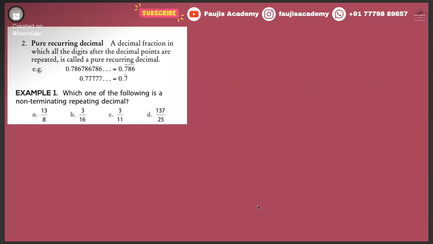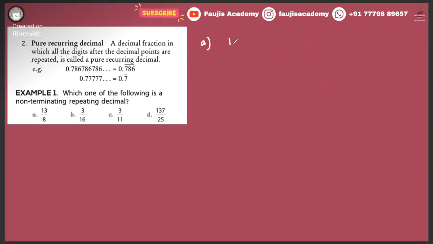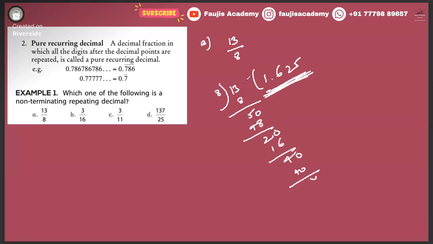So let's discuss example one. Which one of the following is a non-terminating repeating decimal? First option is 13 by 8. Let's just do it. 8 into 13 gives 1, then 5 times, and 0.625 comes out. Is it repeating, guys? No, sir. Is it non-terminating? It is terminating. It has ended.